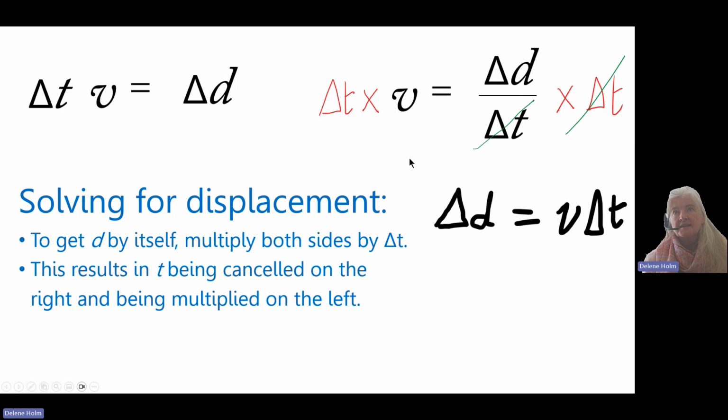So now our t's cancel, and we're left with just d on the right side, as over here is v times change in time. And of course, normally we have our unknown on the left-hand side, so I simply flip this around. And notice it doesn't matter whether you have change in time first times v, or v times change in time, because 2 times 1 is the same as 1 times 2.